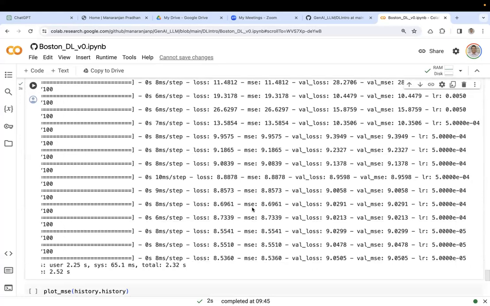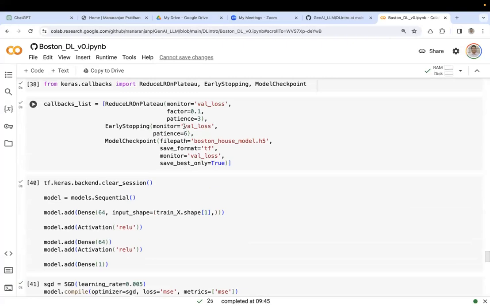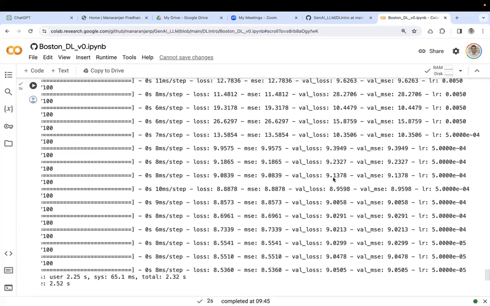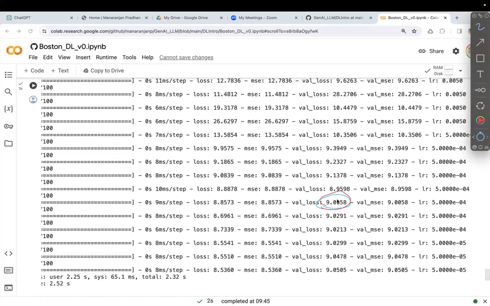That's primarily because, let me look at it. Look at the validation loss. It also tells, I have to specify what to look at to take the decision: the validation loss. If you see here, I think this is the best validation loss we got, 9.00 or 8.95. I think this is the minimum we got.